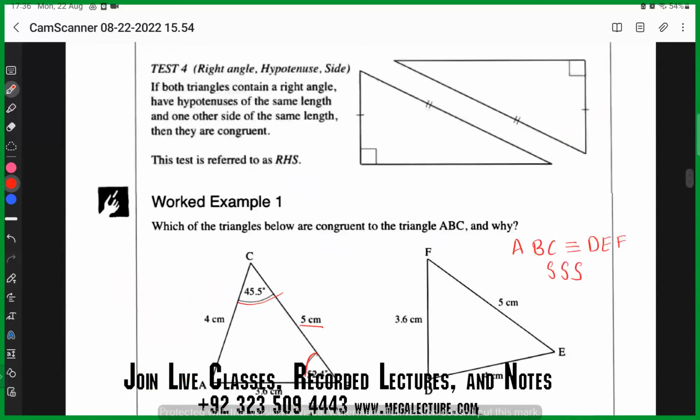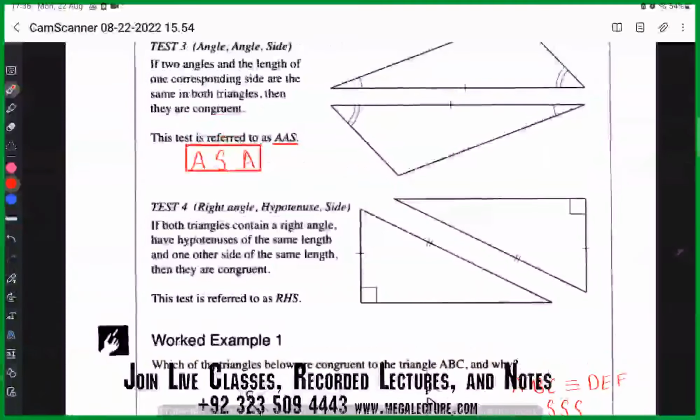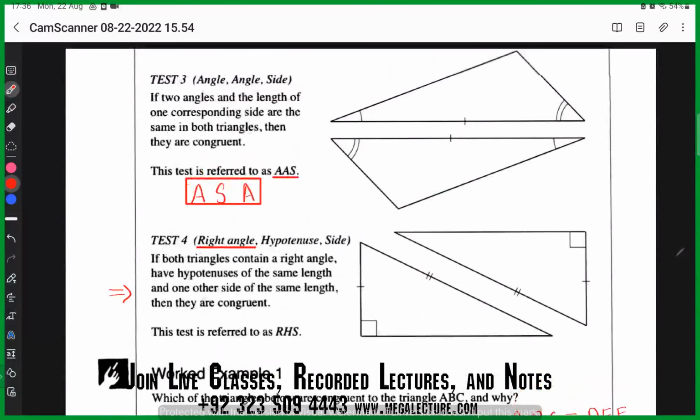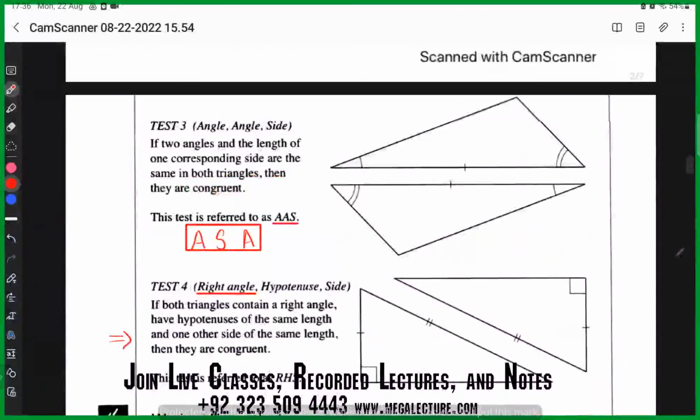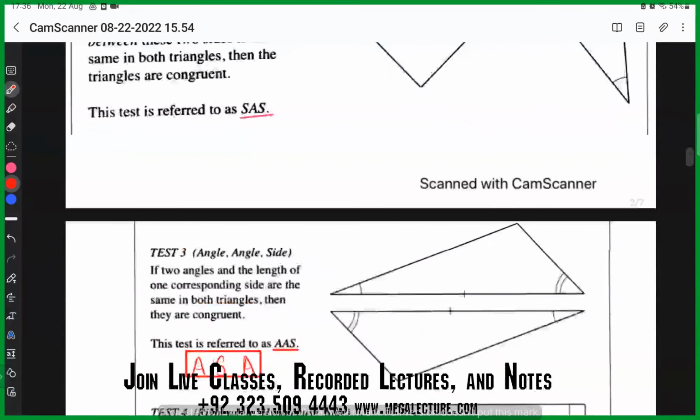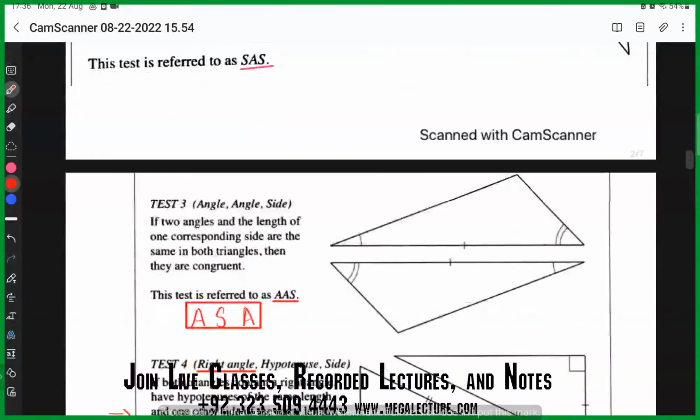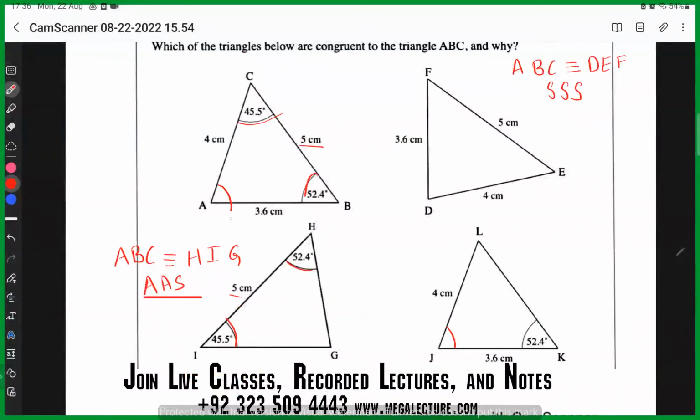Side, side, angle was basically a test for right angle triangles, for these triangles only, triangles having 90 degrees. Other than this, we have studied angle, angle, side, and we have studied side, angle, side. Okay. So the angle must be this one. If, let's say, I had this angle and this angle, then I would have said that yes, the two triangles are congruent. But this way, how do we write it down? That we do not have sufficient information to prove that JKL is congruent to ABC or not.